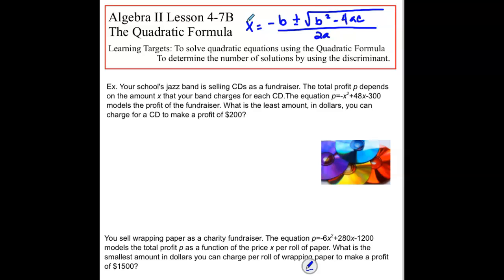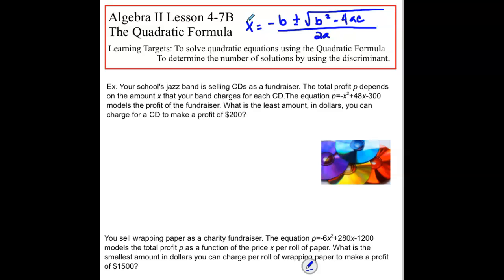So our first example says your school's jazz band is selling CDs as a fundraiser. The total profit P depends on the amount x that your band charges for each CD. The equation P equals negative x squared plus 48x minus 300 models the profit of the fundraiser. What is the least amount in dollars that you can charge for a CD to make a profit of 200?